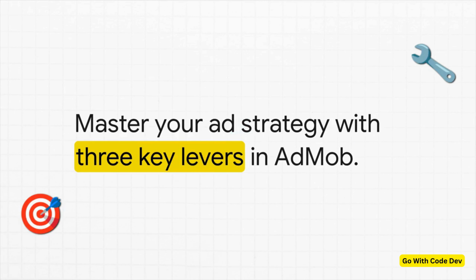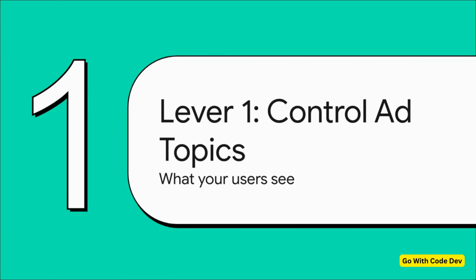So here's the secret. You've got to stop thinking of your AdMob settings as just some long checklist you have to get through. Instead, think of it as a strategic toolkit. We're going to frame this whole thing around 3 really powerful levers you can pull to perfectly tune your app's ad experience. Let's dive right into our first lever, controlling the ad topics.